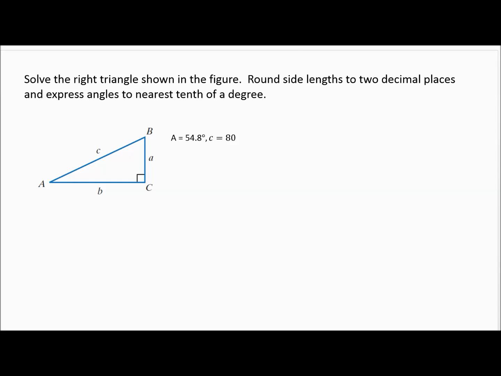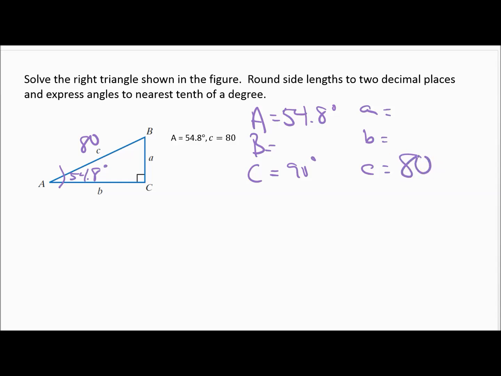So we have another right triangle problem. I like to label. It says A is 54.8. So there's my angle that's 54.8 degrees. We know side C is 80, and we're still looking for A and B. So let's write down what we're looking for. A, B, C, all uppercase, so angles, and then lowercase a, b, and c, which depicts the sides. I know that angle A is 54.8 degrees, and angle C is 90 degrees. I know that side C is 80. So that's all the given information. Notice we're given 3 bits, and we're looking for 3 bits.